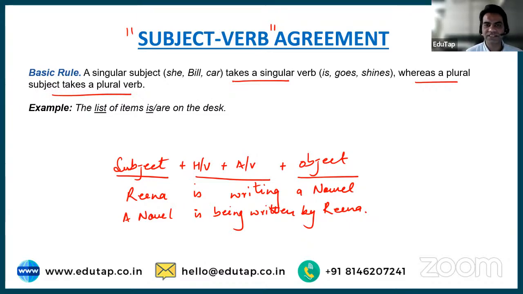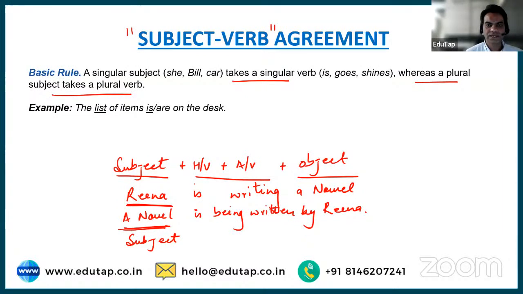Now, the doer of the action is Reena here, right? But do you think Reena is the subject of the sentence? No, guys, Reena is not the subject of the sentence now. The subject of the sentence now is novel. So in the first sentence, the subject was Reena, but in the second sentence, Reena is not the subject. The subject is a novel. So guys, how do you identify the subject? There's a simple trick that we follow: the subject is not the doer of the action, but the subject is the owner of the sentence.